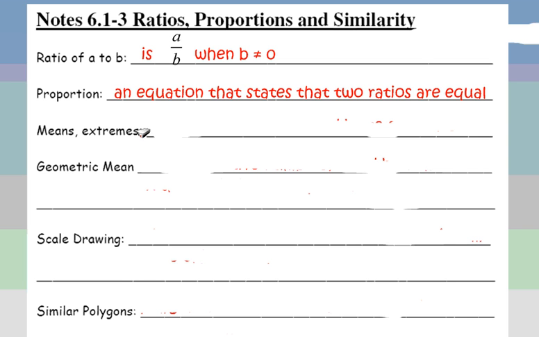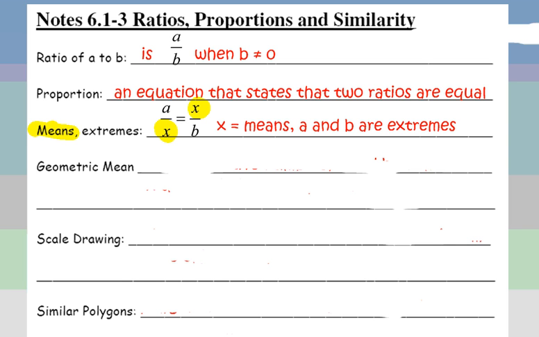All right, and then in a proportion, the different parts of the proportion have different names. So if I have a proportion that states that A over X equals X over B, X is known as the means, and A and B are going to be called the extremes. So students tend to forget this. I'm not totally sure why. Again, means are the ones I like to think of as kind of the middle ones, and then the extremes are the ones on the two ends. So when I use these terms, you'll know what I'm talking about.